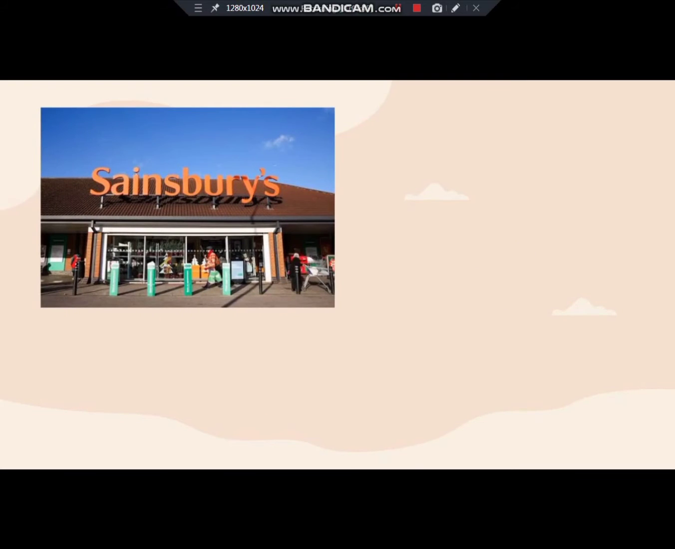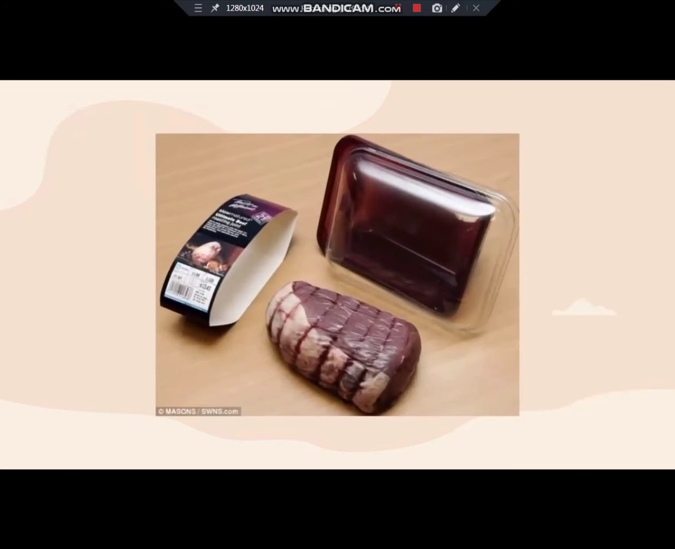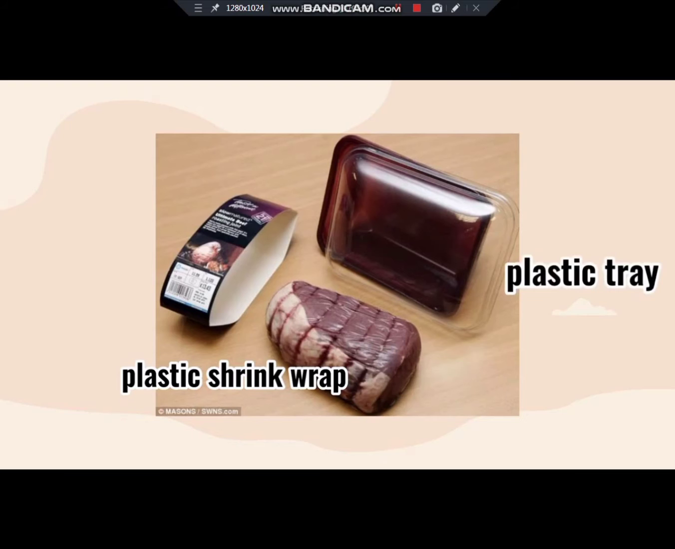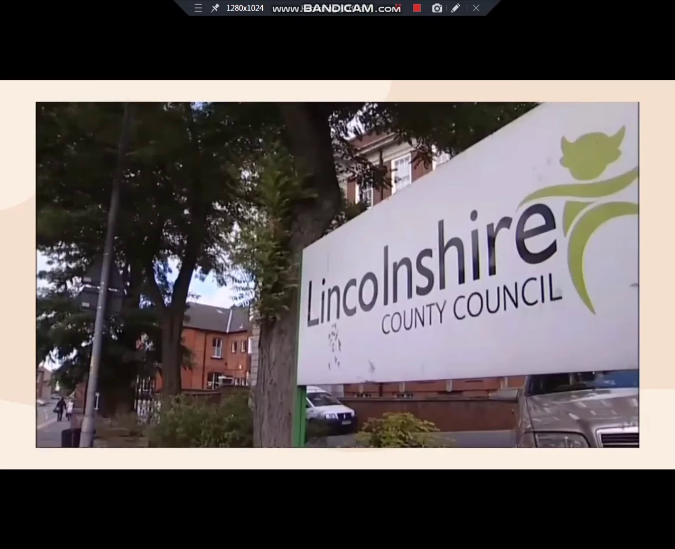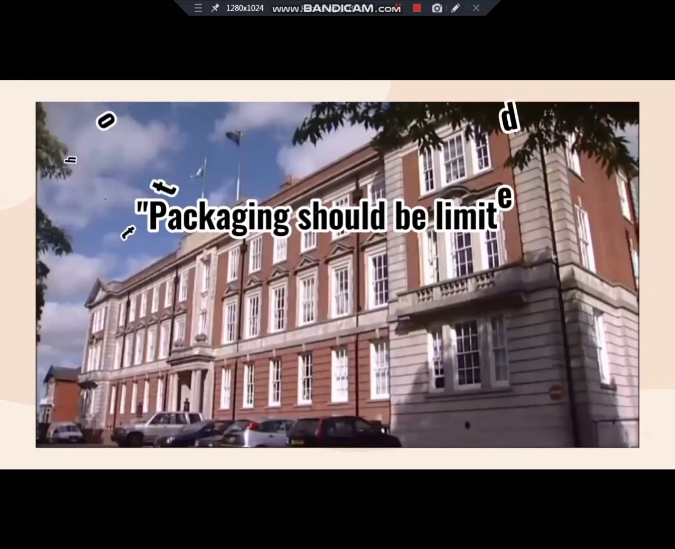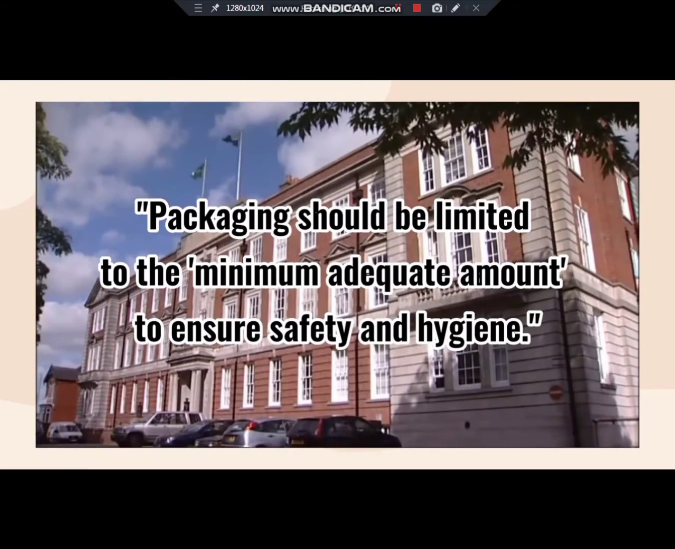Sainsbury's was prosecuted for using excess wrapping on its Taste the Difference slow matured ultimate beef roasting joint. The joints were packed in plastic shrink wrap, placed inside a plastic tray, topped with a transparent plastic lid, and surrounded with a cardboard sleeve. The UK says the packaging should be limited to the minimum adequate amount to ensure safety and hygiene.